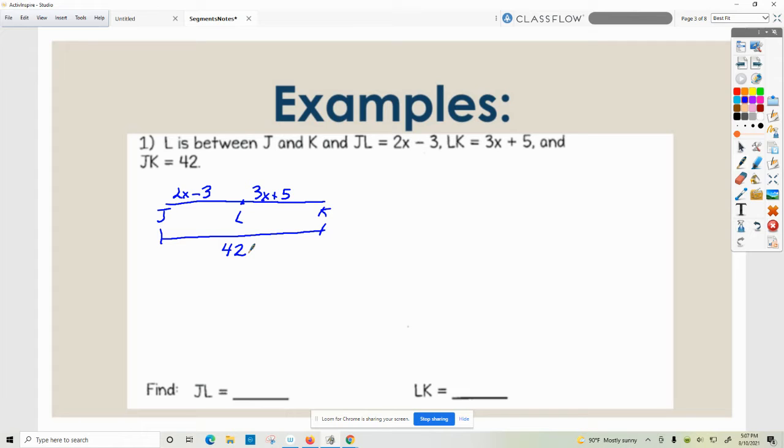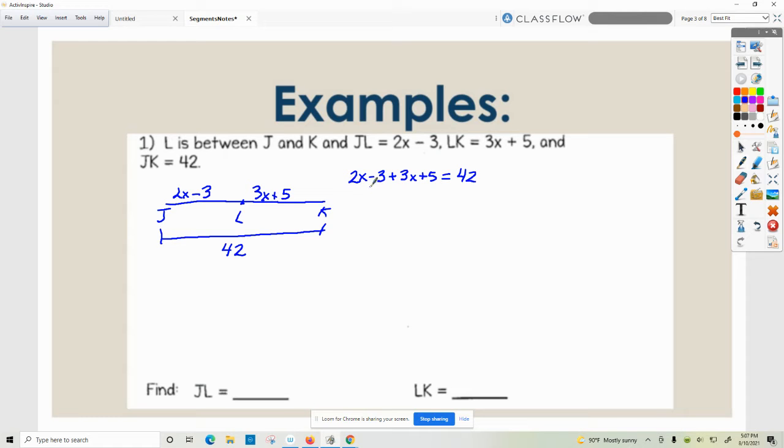Now, the thing about it is you have a segment J to K that I know is 42. That is being made up of two smaller segments. Those two smaller segments, 2x minus 3 plus 3x plus 5, have to equal the entire length of 42. So that is setting up the algebra problem, and now I'm just going to clean it up a little bit.